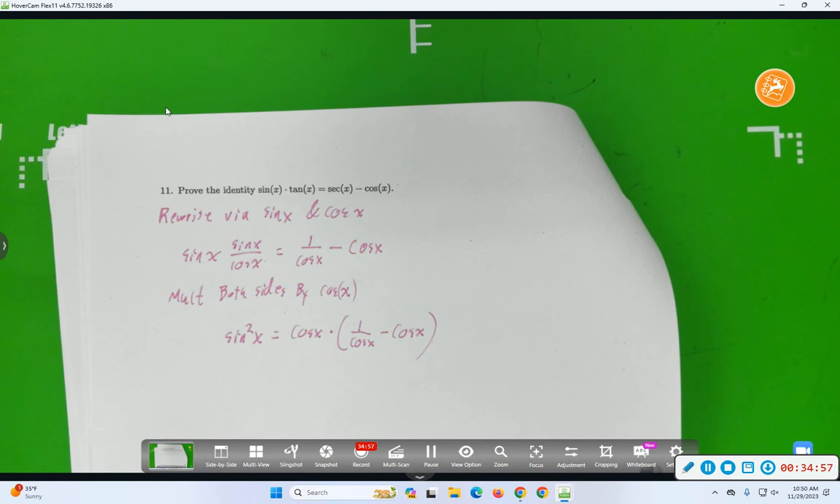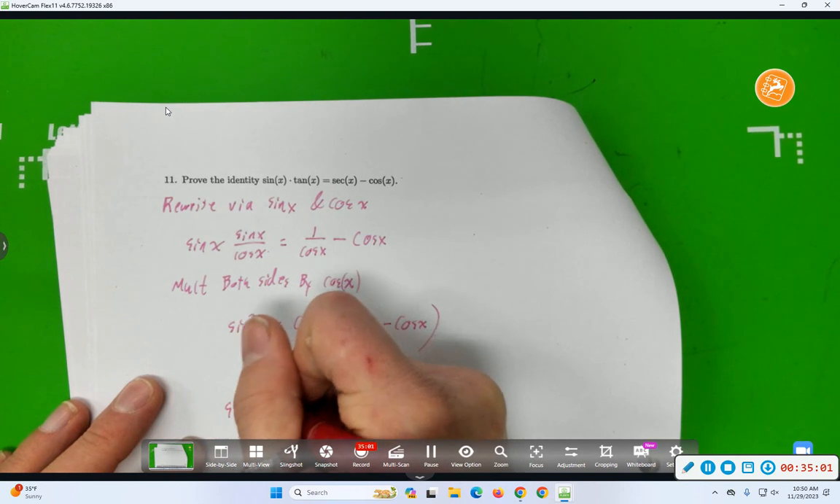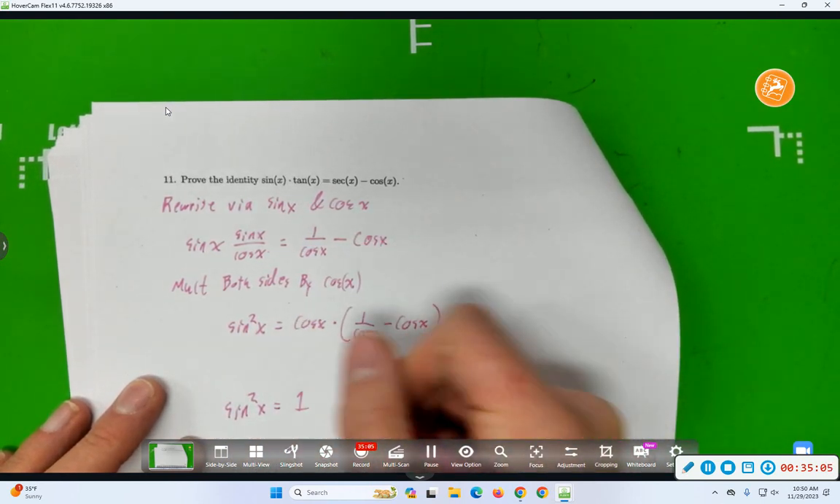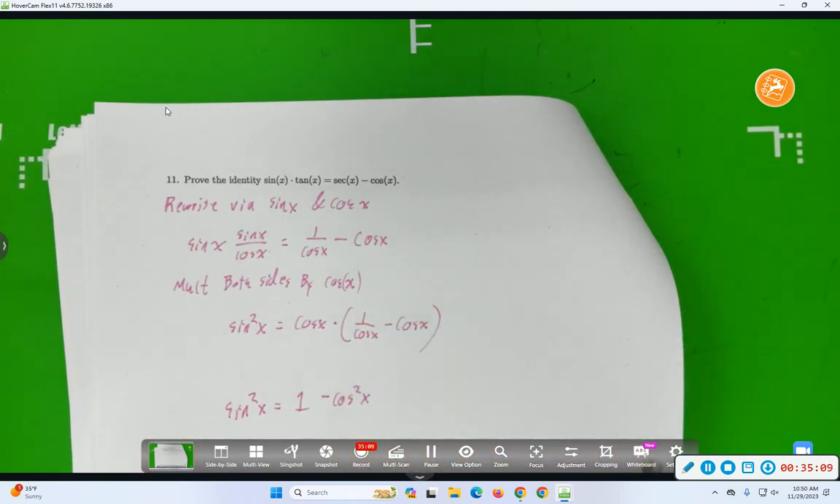Let's distribute. And I think I don't have enough time to write down any more words. Cosine times 1 over cosine is 1 minus cosine squared x. Cool. What next? Oh, that's the Pythagorean identity, so we're done. So the last sentence is going to be, by the Pythagorean identity, I know that that equation is true already. So I'm done.